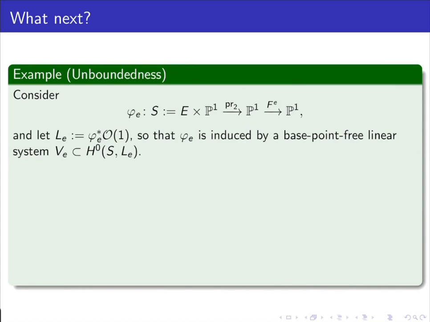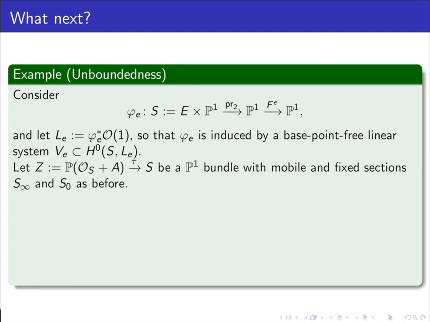So we take this surface, everything is over a field now. We take an elliptic curve E times P1, and then we take the morphism phi_e, which is first you project onto P1, and then you follow up with the e-th power of the Frobenius. So this morphism is induced by a base point free linear system, which I call V_e, which lives inside the space of global sections. And then, as before, we construct our P1 bundle. Again, A here is any ample line bundle. We have the movable and fixed sections S infinity and S naught as before.